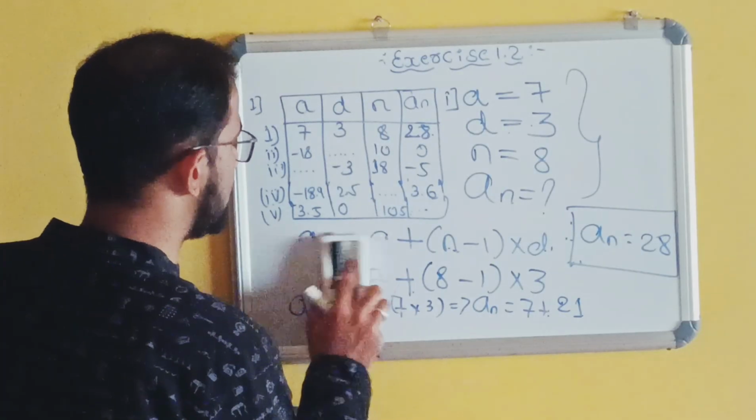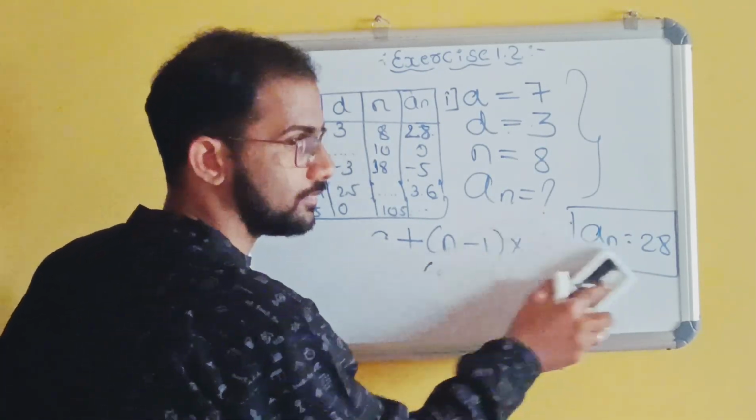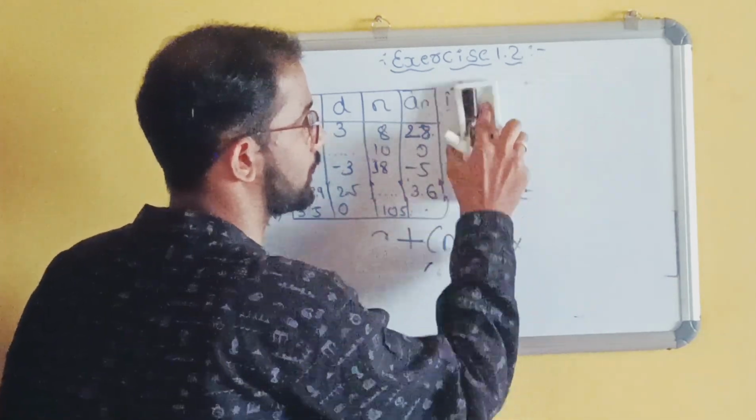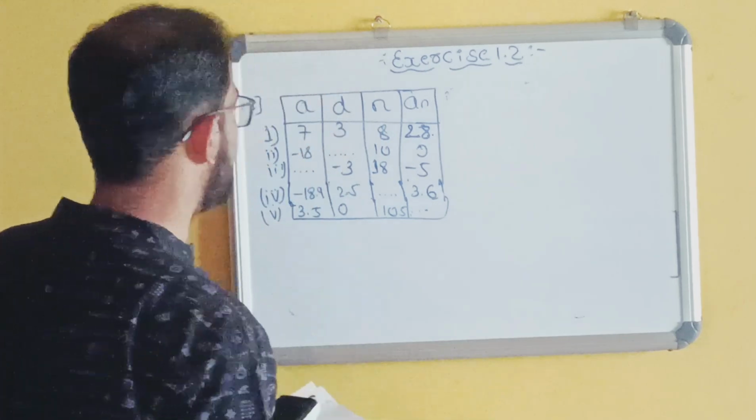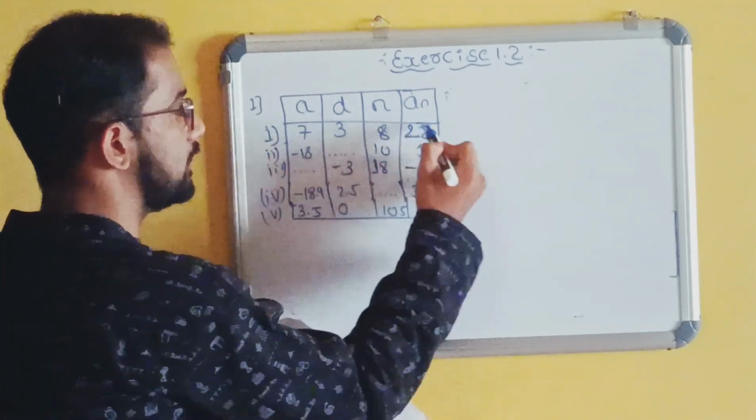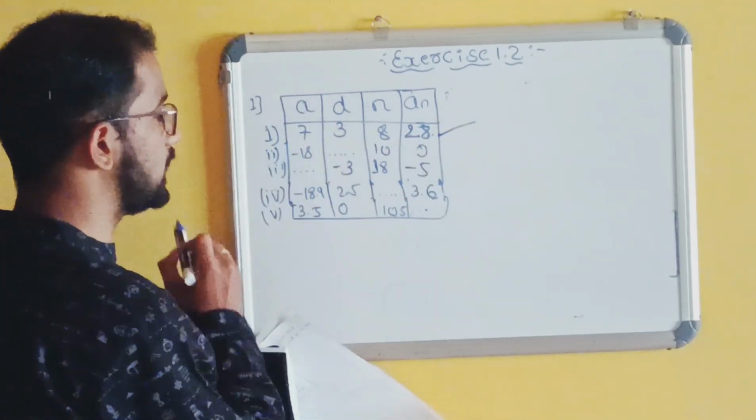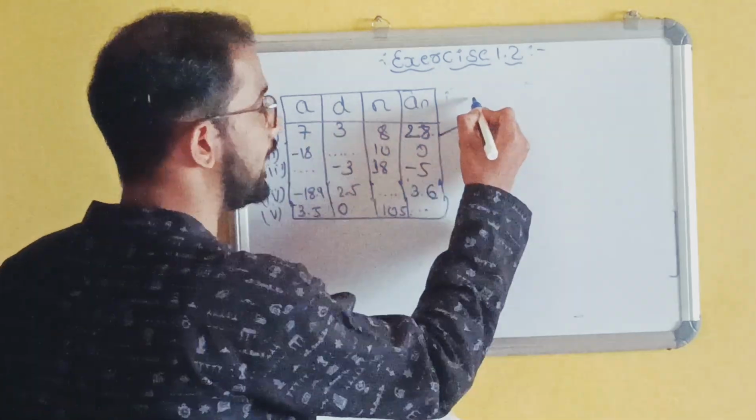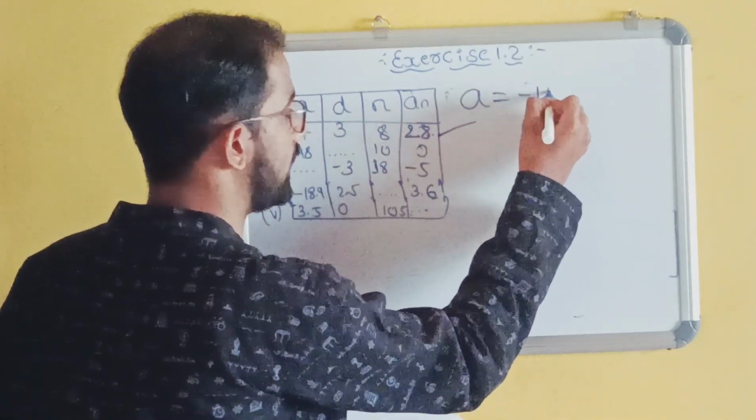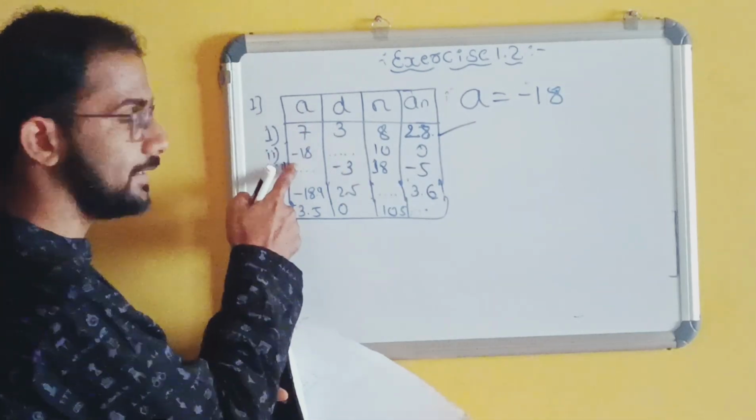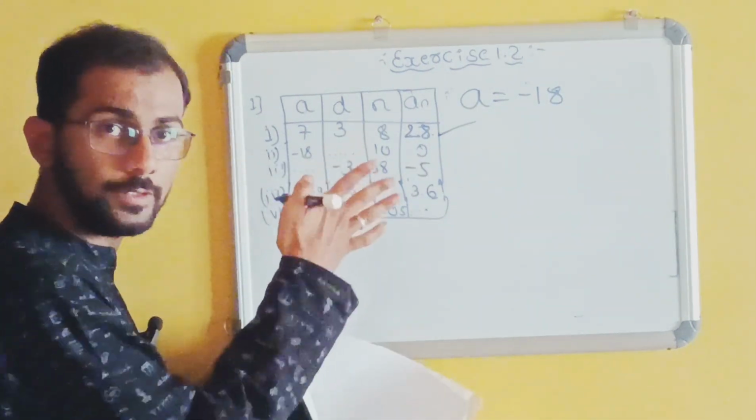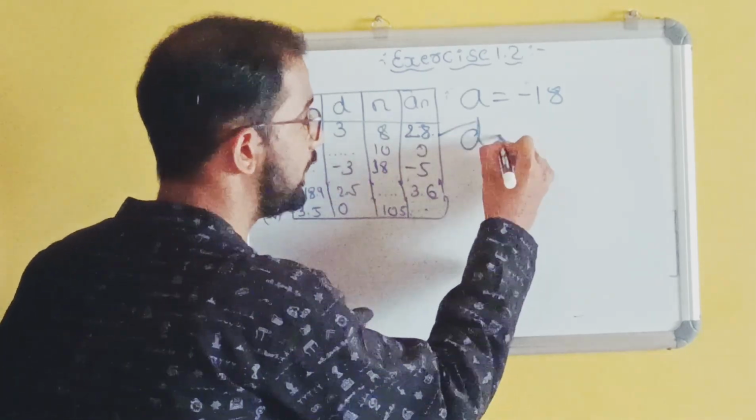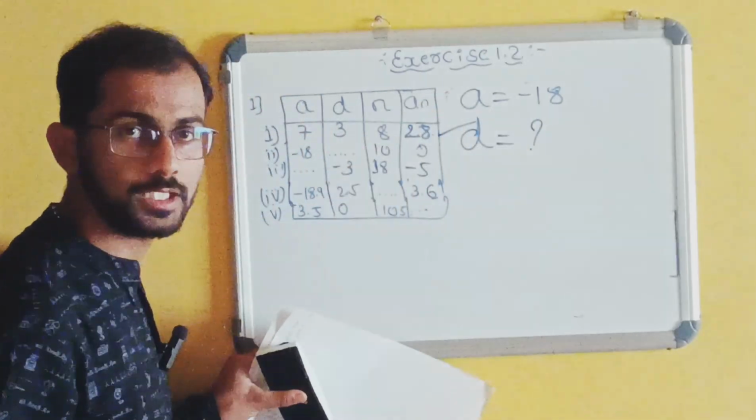Then let's move on to the next question. Here, the second question. This one is over. In the second question, A is given as minus 18 and we need to calculate D. We don't know the value of D. D is not given, question mark.